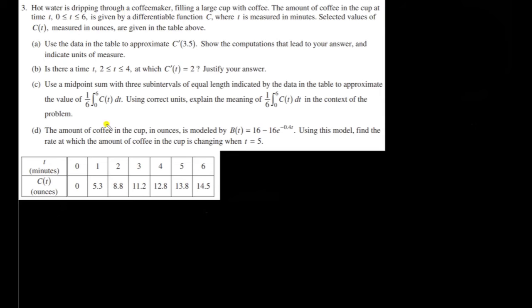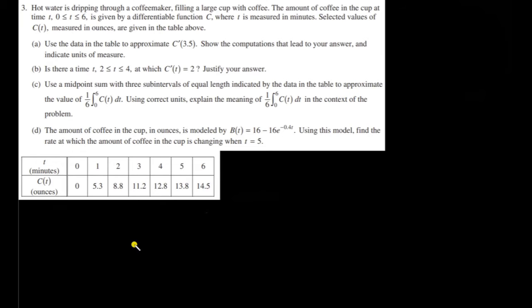The amount of coffee in the cup in ounces is modeled by B of t equals 16 minus 16 e to the negative 0.4t. Using this model, find the rate at which the amount of coffee in the cup is changing when t equals 5. Okay, so B of t is telling us the amount of coffee in the cup, but we don't want to find the amount of coffee in the cup. We want to find the rate at which the amount of coffee in the cup is changing.